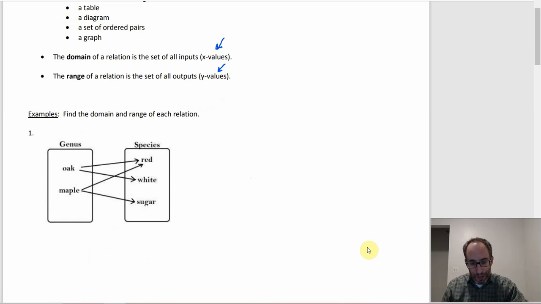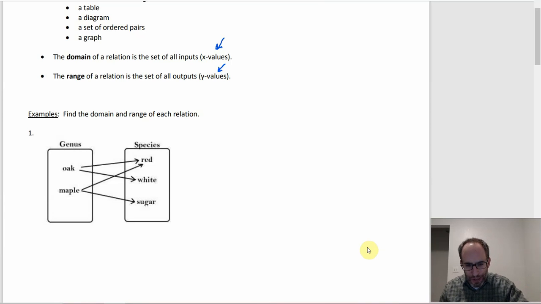So if we want to get the domain and range for number one, if you think about that one as inputs and outputs, then just look at those arrows. The inputs are what the arrows come from, and the outputs are what the arrows go to. So you've got the arrow that goes from oak to red, from the genus of the type of tree to the species. So oak is going to be part of the domain because that's one of the inputs we've got here in our relation. And then red is going to be one of the outputs, so it'll be part of the range. And so will white and so will sugar, because arrows point toward those. And then maple will also be part of the domain since two arrows are coming out of it, right?